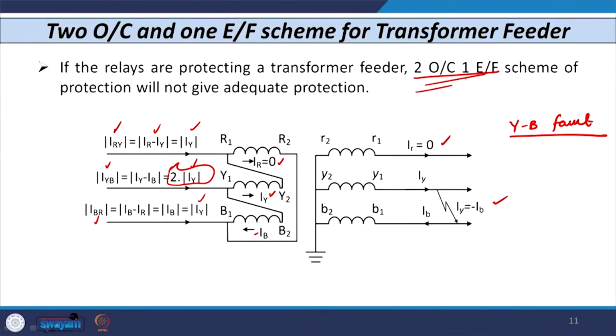So, there are chances of delayed operation in this case, and our objective is to achieve instantaneous operation as soon as a fault or any short circuit occurs. This is not possible if I consider the 2 overcurrent and 1 earth fault scheme instead of the 3 overcurrent and 1 earth fault scheme for the protection of the radial network. So, this is a very important difference between the 3 overcurrent and 1 earth fault scheme and the 2 overcurrent and 1 earth fault scheme.